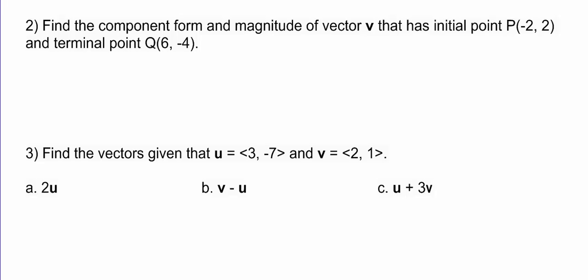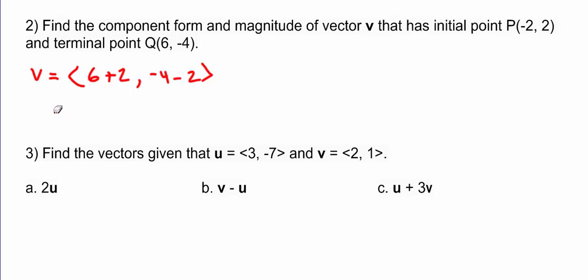All right, so let's look at number 2. It says to find the component form and magnitude of vector v that has the given initial and terminal points. So I'm going to start by doing the component form. I'm going to say that vector v would be the terminal minus the initial point. So that's going to be 6 plus 2 for the x value and negative 4 minus 2 for the y value. And again, what we're talking about here is taking terminal minus initial, terminal minus initial.